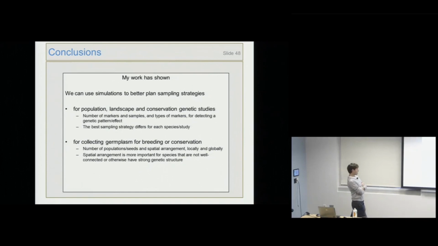To conclude, my work in my first and second postdoc have shown that we can use simulations to better plan sampling strategies for detecting genetic effects and also for collections for breeding or conservation. The main conclusions are that the sampling strategy differs very much for each species or study we're interested in, and that spatial arrangement might be more important for species that are not well connected.